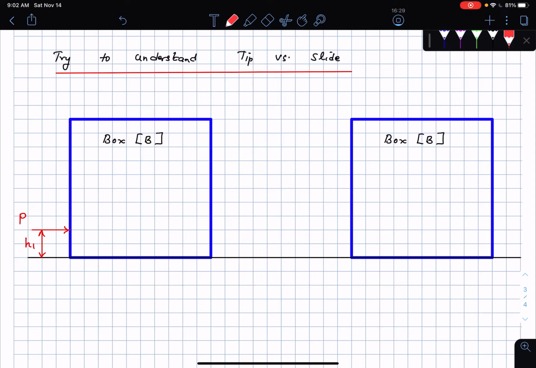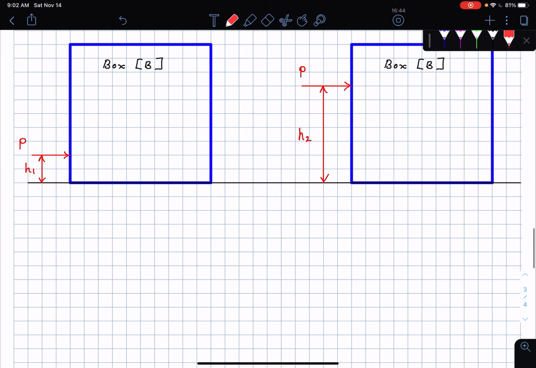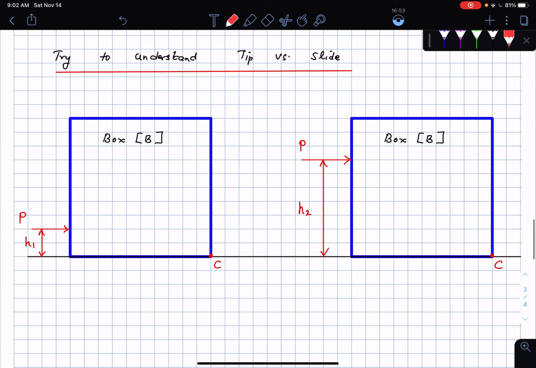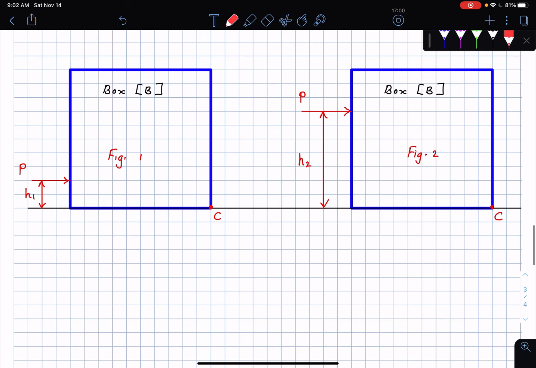In the next figure, I'm applying the force P at a height much further away from the ground. This is some height h2. And of course this is your contact point C, as you know from before. So this is the figure. This is figure 1. This is figure 2.